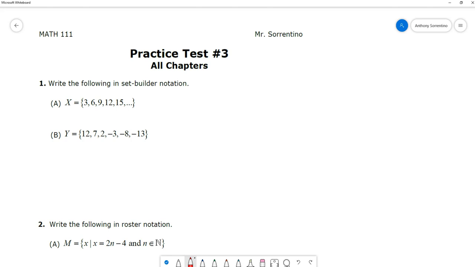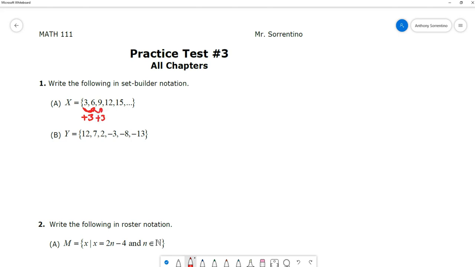So for the first question you have on this practice test, you're asked to show or rewrite the sets in set builder notation. Set builder notation is basically a notation where you're given a formula to reproduce the list that's in front of you. Now, as we look at the first one, set X, I can see a couple of things about it. I can see that each time we're jumping +3.